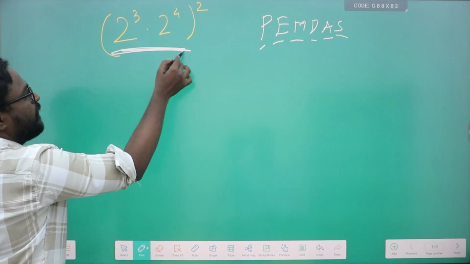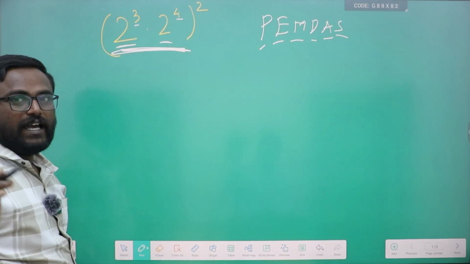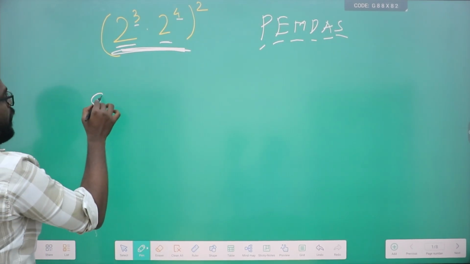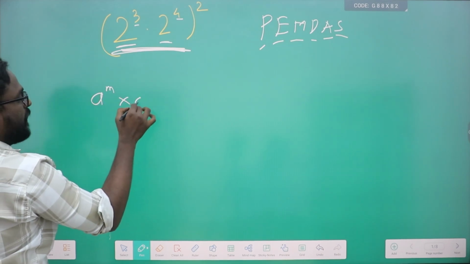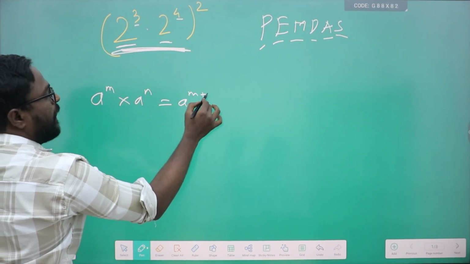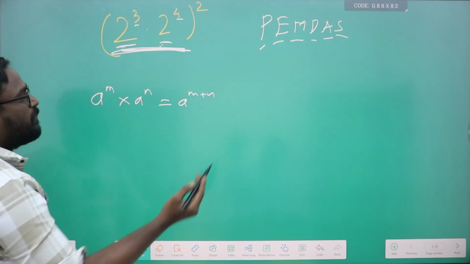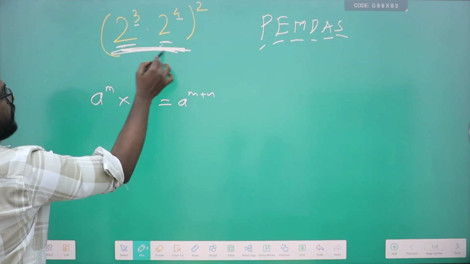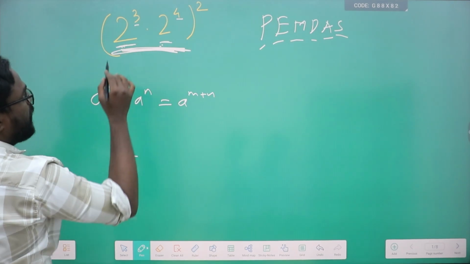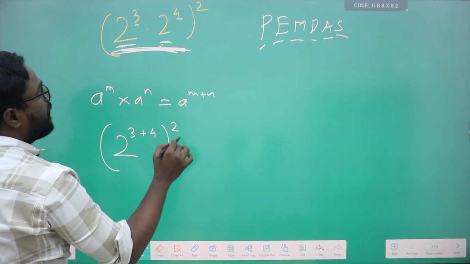So what will I do now? The bases are same, the powers are different. So I will use the first law, the product law: a to the power m times a to the power n will be nothing but a to the power m plus n. But remember, whenever the bases are same and powers are different, we just add the powers when they are in multiplication. So let's say 2 to the power 3 plus 4, to the power 2.